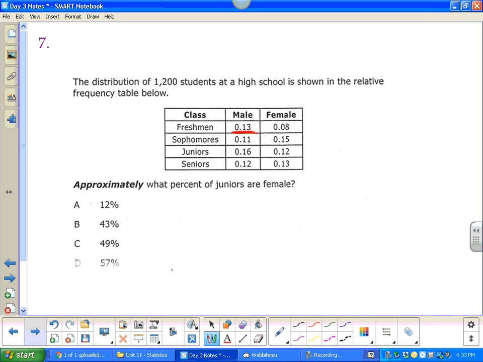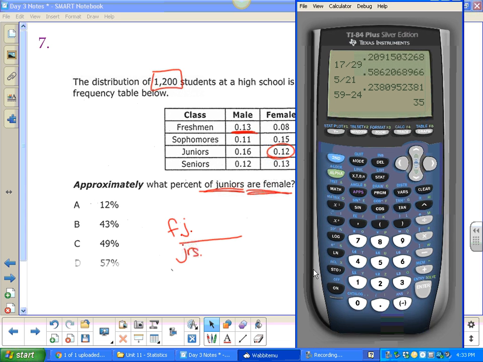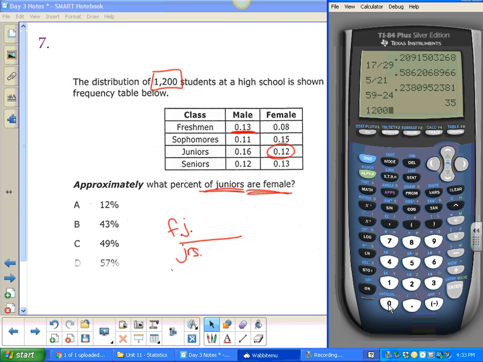It says approximately what percent of juniors are female. The "of" is always your denominator. So I want juniors on the bottom and female juniors on the top. Female juniors is 12%. So I have to figure out, I've got 1,200 students, so 1,200 students times 12% is 144.